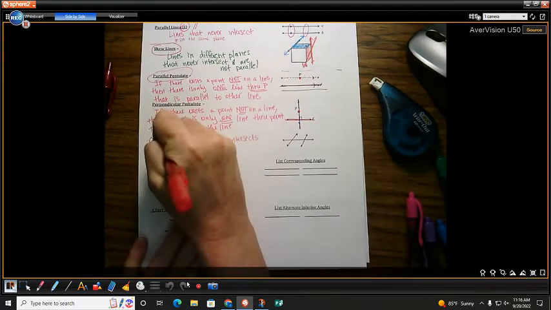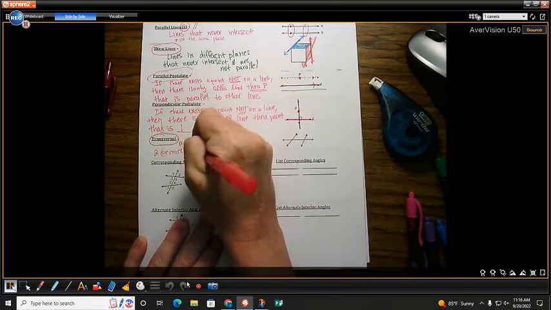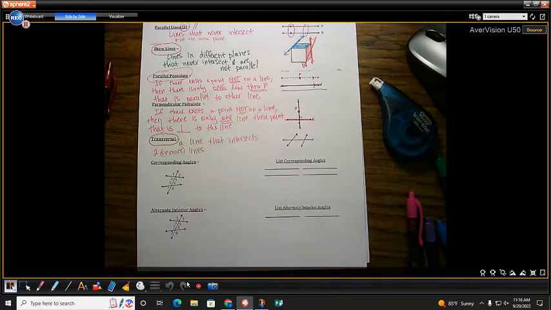Two or more lines. Yeah, that's it. That's all a transversal is. It's one line that crosses other lines.